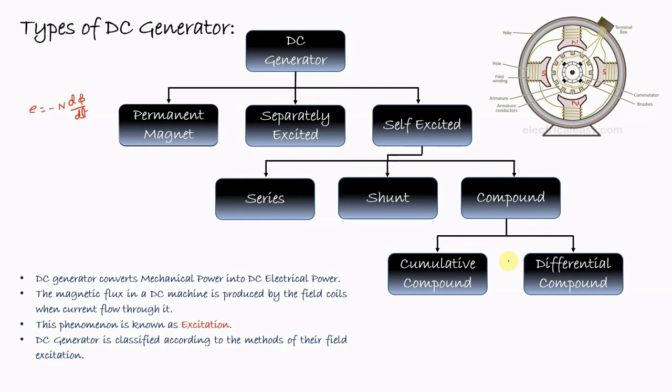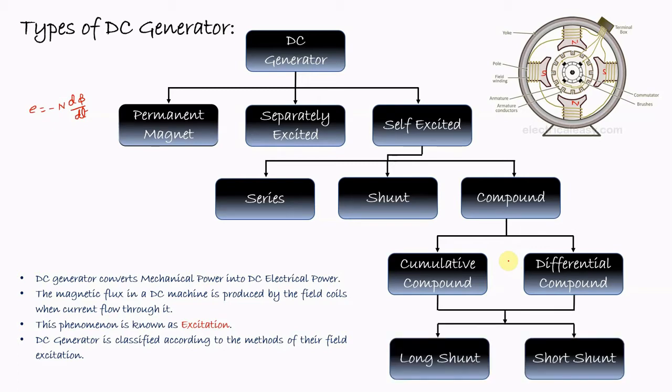And according to the connections, whether the series connection comes first or the parallel connection comes first, the compound generator is again classified as a long shunt compound generator and a short shunt compound generator. The long shunt can be either cumulative or differential. Similarly, the short shunt may also be cumulative or differential. So this is the total classification of the DC generator according to the magnetic field or excitation. Let's discuss each and every type one by one.